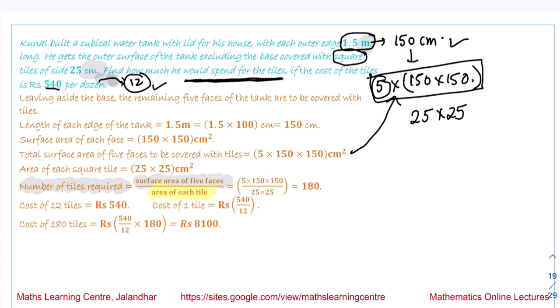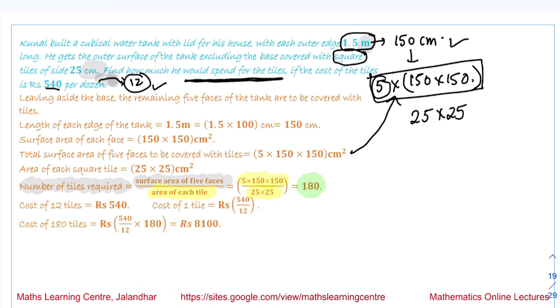So when we divide these two values, it is 5 into 150 into 150 over 25 into 25. The final answer that we will get is equal to 180. So this is the number of tiles that are required.